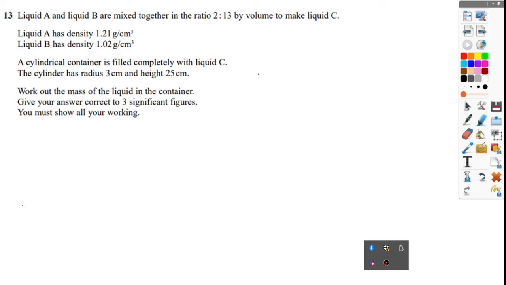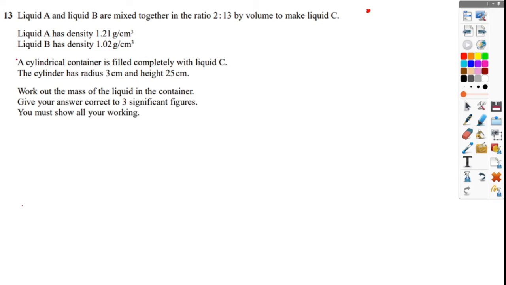Okay, A and B are mixed together in a ratio of 2 to 13 by volume to make liquid C. A has a density of 1.21 grams per centimeter cubed, and B has a density of 1.02 grams per centimeter cubed. A cylindrical container is filled completely with C. The cylinder has a radius of 3 and a height of 25. Work out the mass of the liquid in the container.